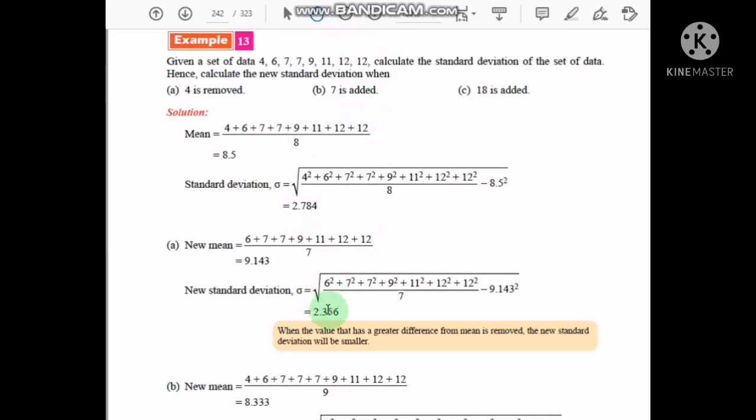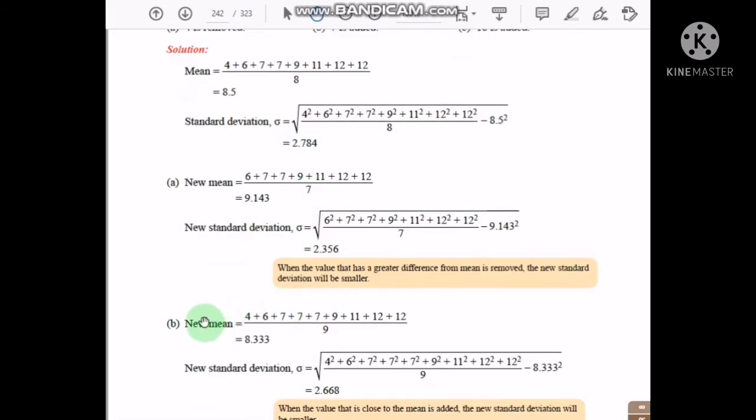Okay, I hope you can understand. This is why the conclusion happened here. So when the value that has a greater difference from the mean is removed, the new standard deviation will be smaller than the original standard deviation.